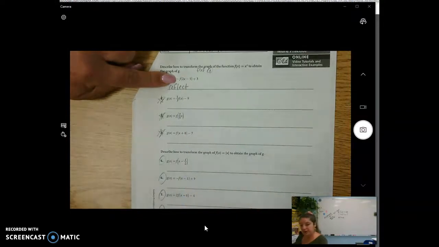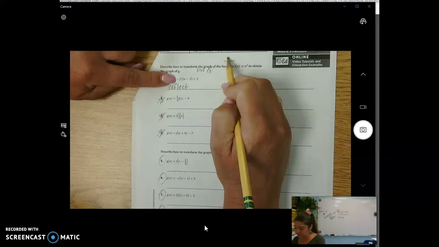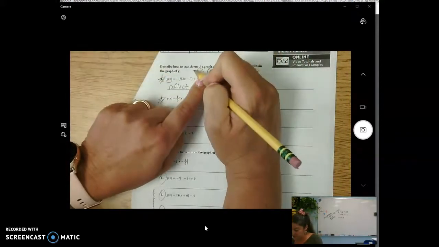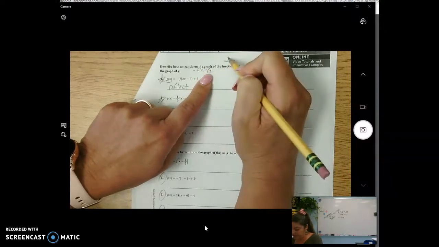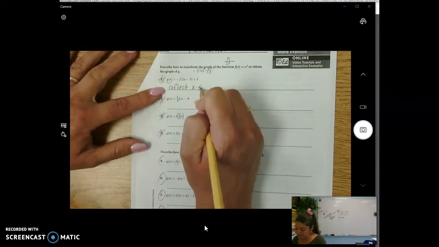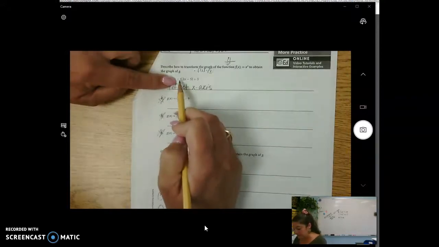If y is positive, so if you can imagine on a grid, if there's a point up here and y is positive, and I want to put a negative sign in front of that f or in front of that y, it's going to reflect over the x-axis. Okay, so it reflected over the x-axis. Then I'm going to keep going.